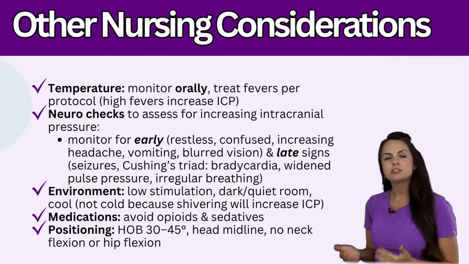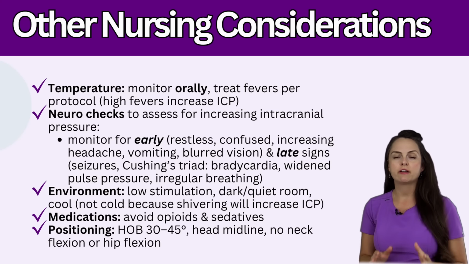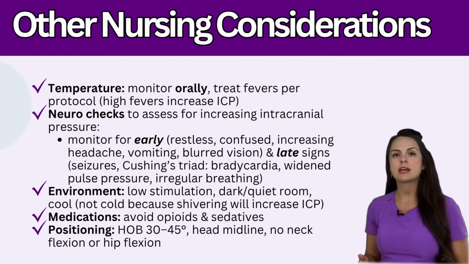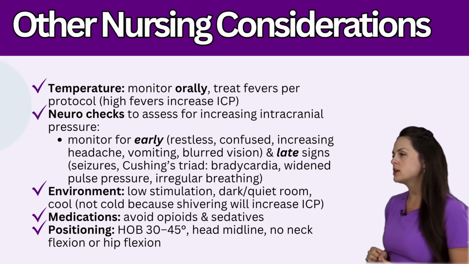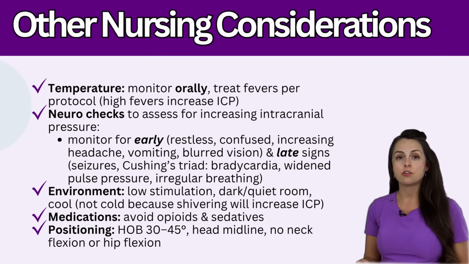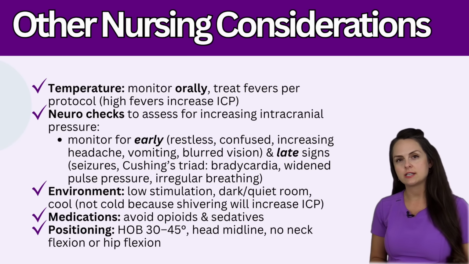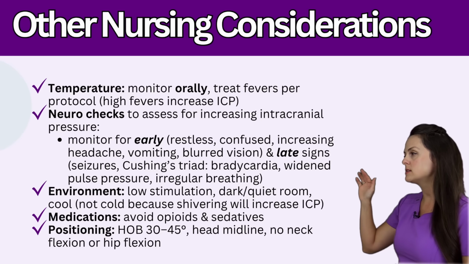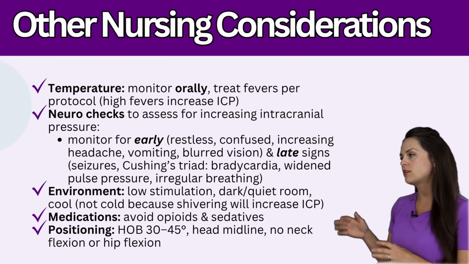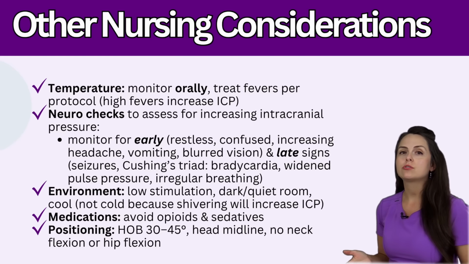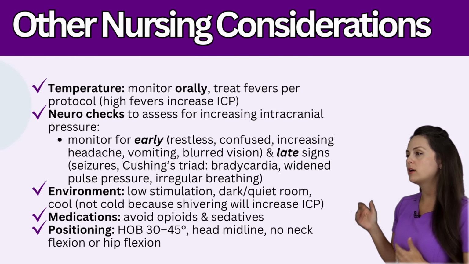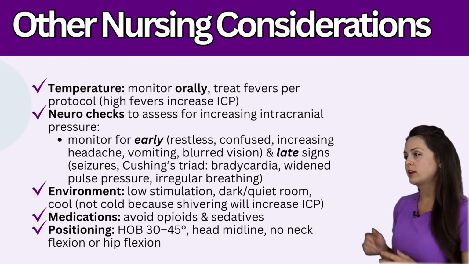Now, some other nursing considerations you want to keep in mind is that you want to monitor their temperature very closely, because remember, high fevers can increase intracranial pressure and we don't want that. So the best and most reliable way to check their temperature is through oral temperatures, and you want to treat those temperatures per protocol. Also, you want to be doing neuro checks regularly to make sure that intracranial pressure is not increasing. Early signs that it's increasing are neuro changes where they're becoming restless, confused, they're starting to have an increased headache, or they're having changes to their vision or vomiting. A late sign would be that they're having seizures, or you're seeing Cushing's triad, where you have bradycardia, widening pulse pressure, and irregular breathing.